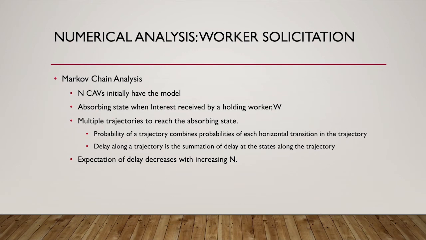So we can see that there are multiple trajectories possible for the chain to reach the absorbing state, and the probability of a single trajectory is the combination of all the probabilities of the horizontal transitions in the trajectory, and the delay along a trajectory is the sum of delays at each state along the trajectory. Based on our analysis, we have found that the expectation of the delay decreases with the increasing number of CAVs that initially hold the model.